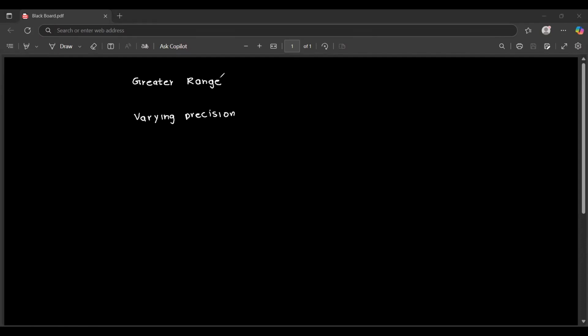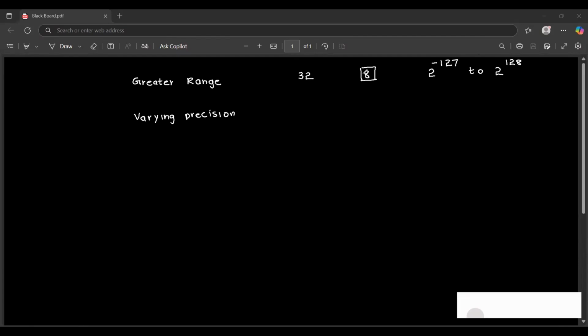What I mean by greater ranges, think of it. We have a 32-bit representation. There, 8 bits are allocated for the exponent part. So which means you can represent a number from 2 to the power minus 127 to 2 to the power 128. This is a huge range. Even though this looks like a small number, this is actually a huge range.